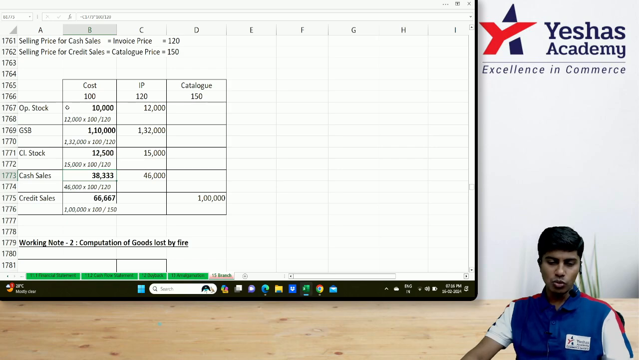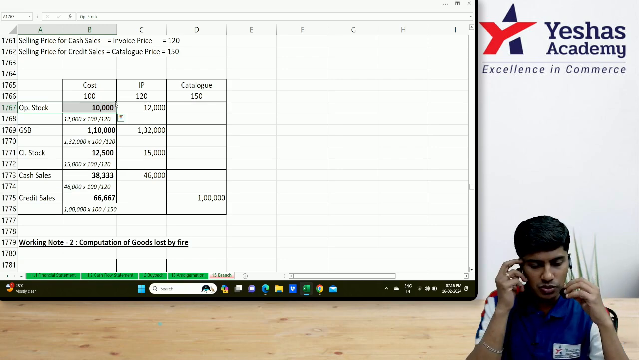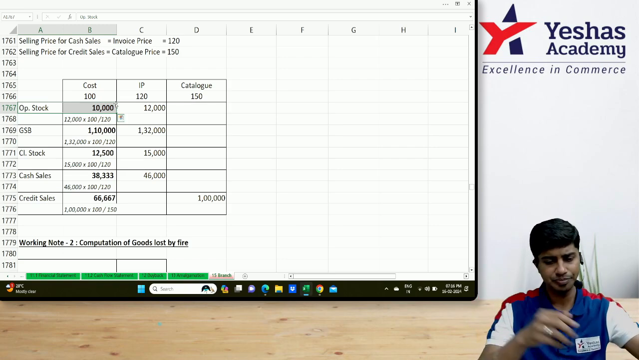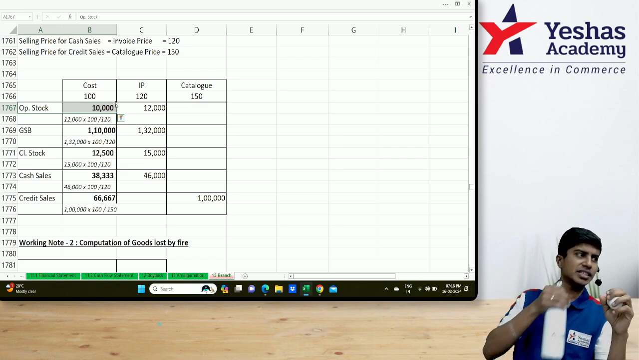So observe. Opening stock 10. Take calculator. 10 plus 1 lakh 10 is received. Add 1 lakh 10. Minus 38,333 sales, 66,667 sales.